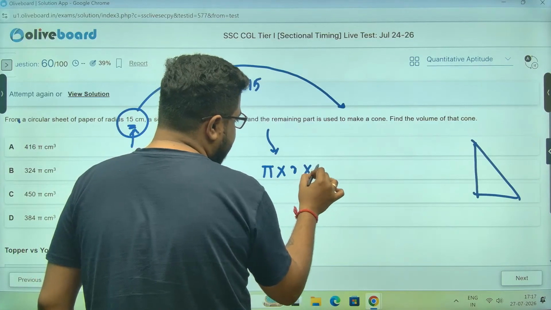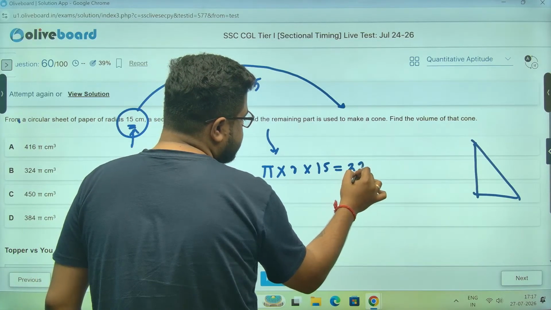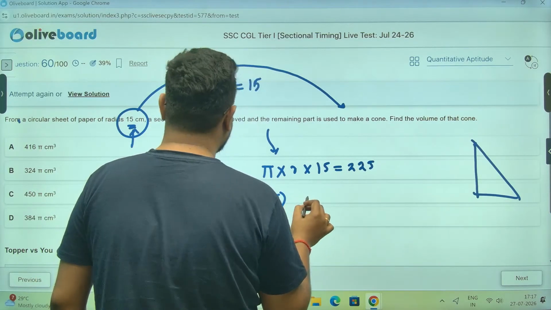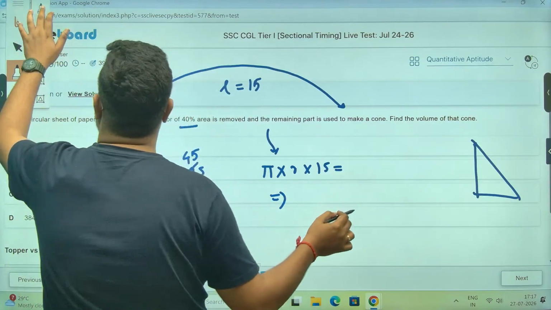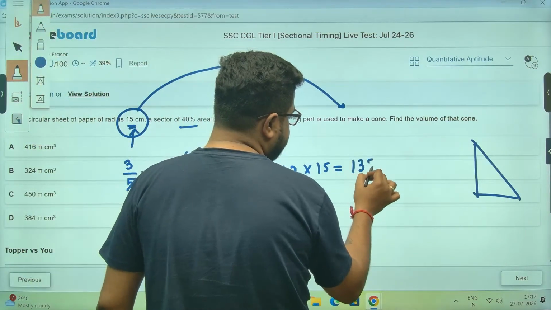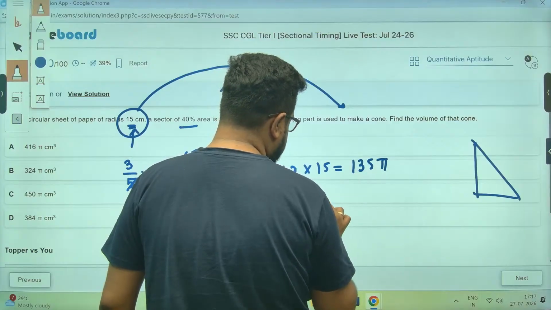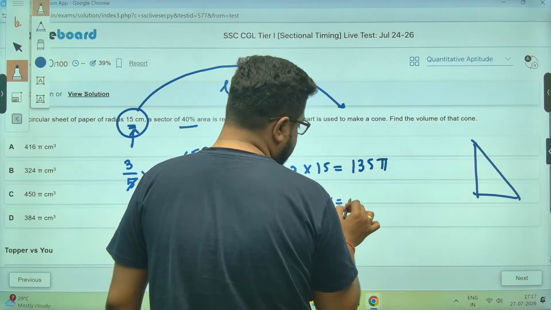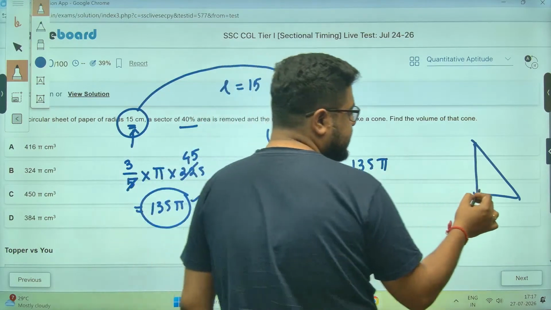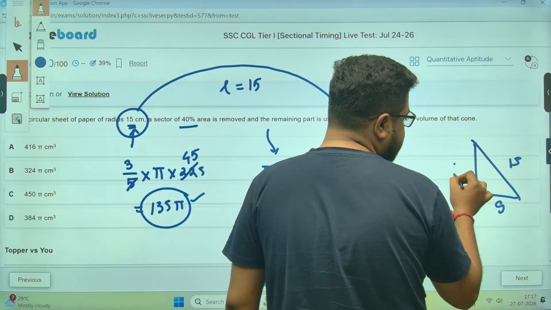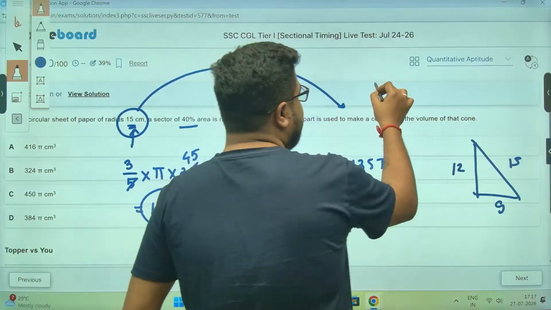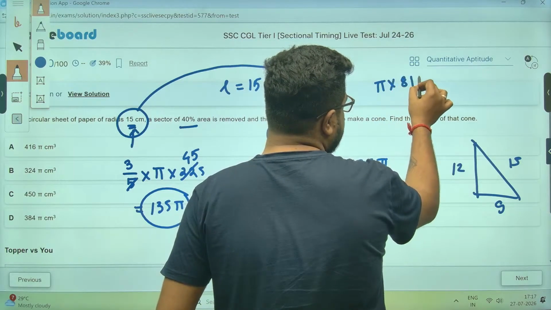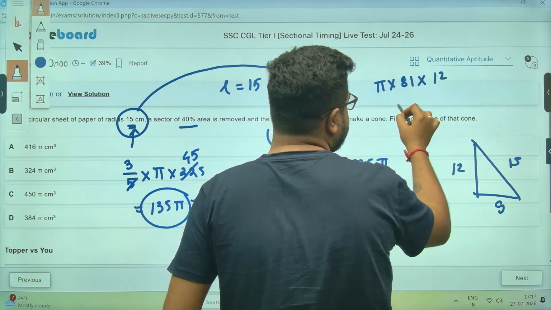Pi R into L, I am taking as 15, is 225. Sorry, 135 pi. From there, R equal to 9. So this makes sense. This is 9, this is 15, so this must be 12, sir. Pythagorean triplet. So volume will be, sir, pi R square H. H will be 12, sir.